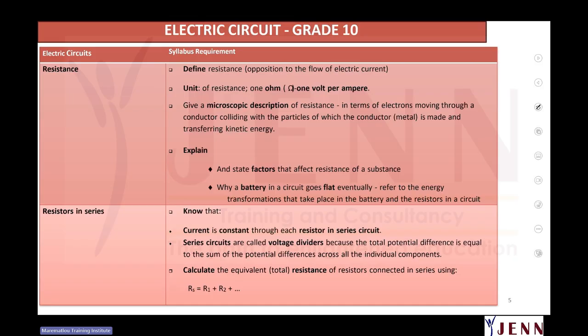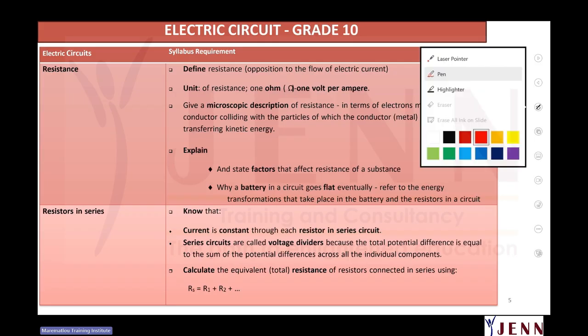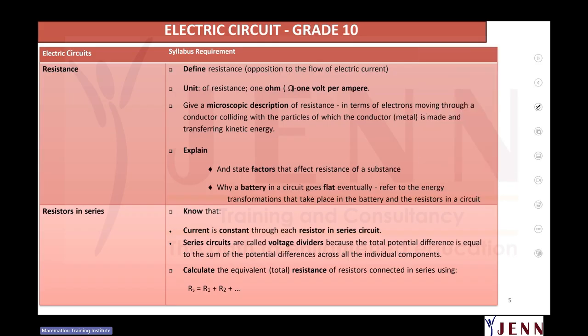So the measure of that usage, we call it resistance. So resistance is the opposition to the flow of current. Opposition to the flow of current is denoted with a capital letter R, and it's measured in what we call ohms.